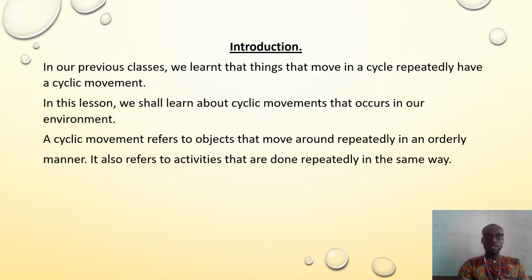A cyclic movement refers to objects that move around repeatedly in an orderly manner. It also refers to activities that are done repeatedly in the same way.